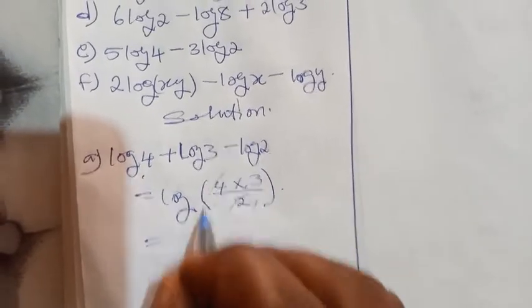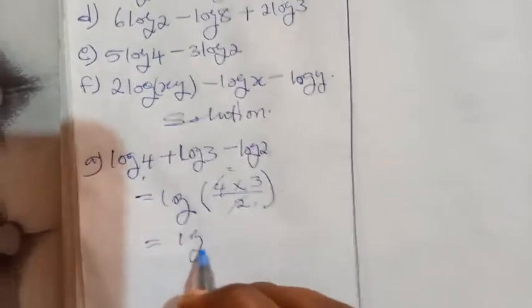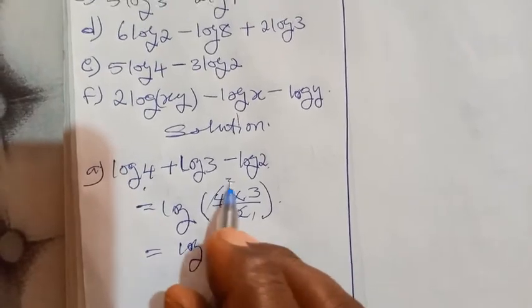So 2 here, 1, 2 here is 2. And so we have log 6, because 2 times 3 is 6. I'm done with that.